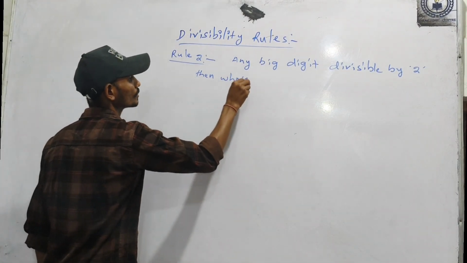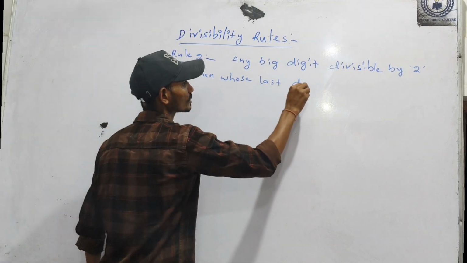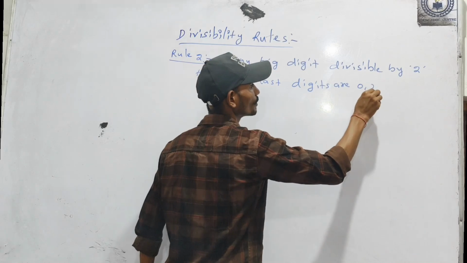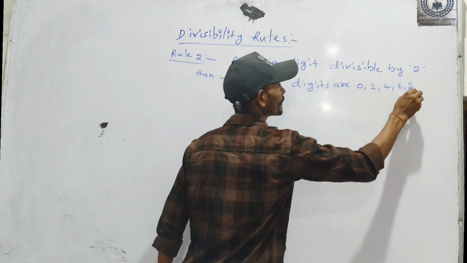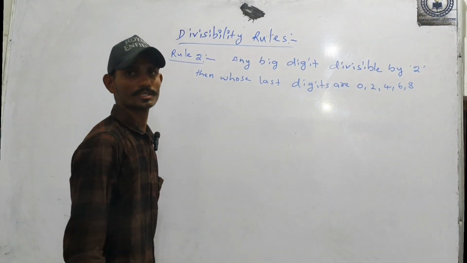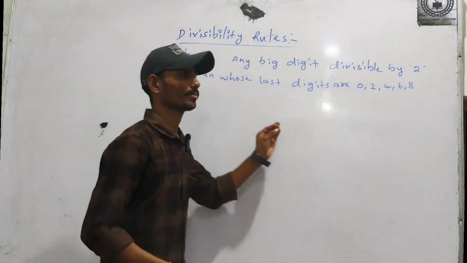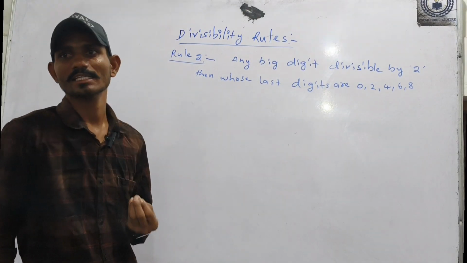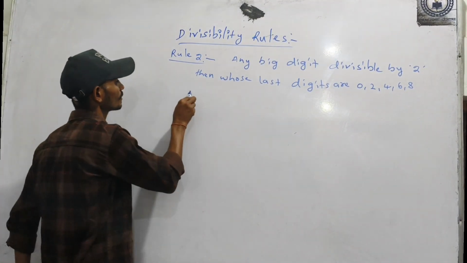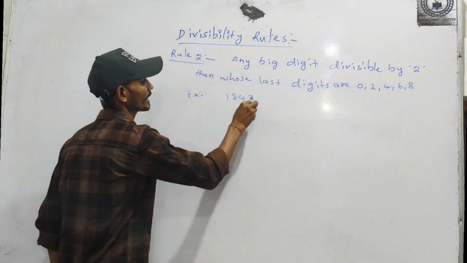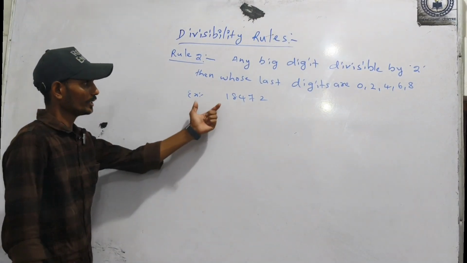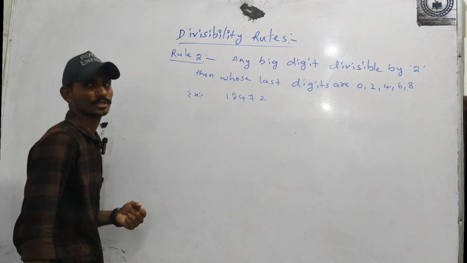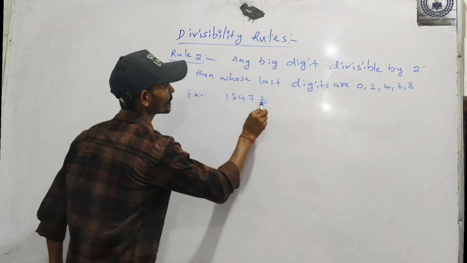If a number is divisible by 2, then its last digit is 0, 2, 4, 6 or 8. Whenever any big-digit number has its last digit as 0, 2, 4, 6 or 8, then that number is easily divisible by 2. For example, I am given one number randomly. Is this big number divisible by 2 or not? Yes, it is divisible by 2 because its last digit is 2.